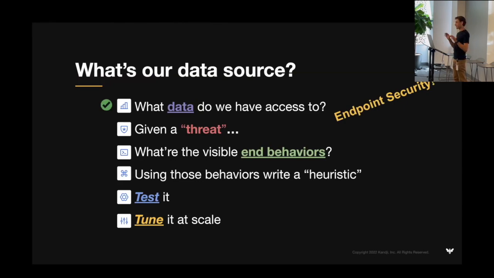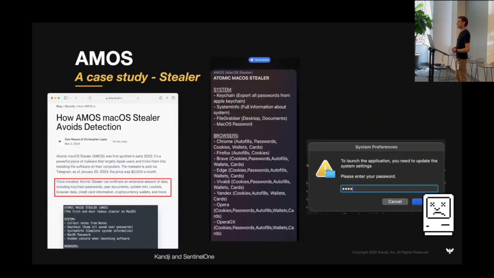So our data source, we covered this one extensively. It's endpoint security. Hopefully everyone has a brief idea of that now. The next thing we're going to talk about is our threat. So a case study that I would like to go through with all of you is Amos. So Amos is the Atomic macOS Stealer. This has been making the rounds quite a bit recently.